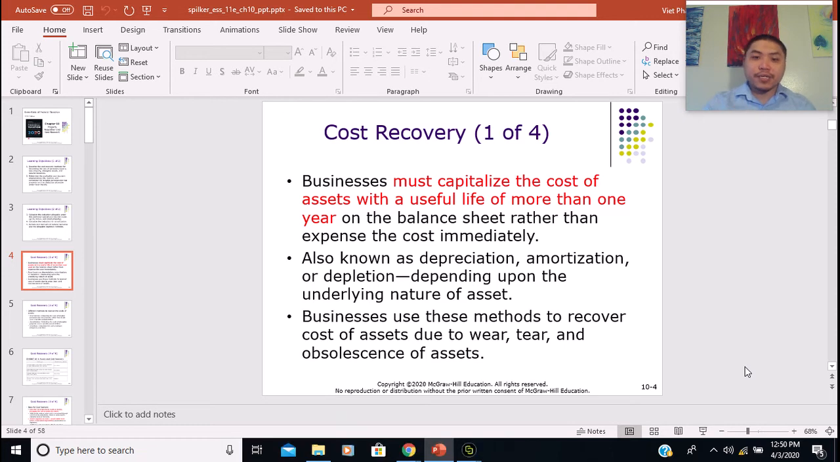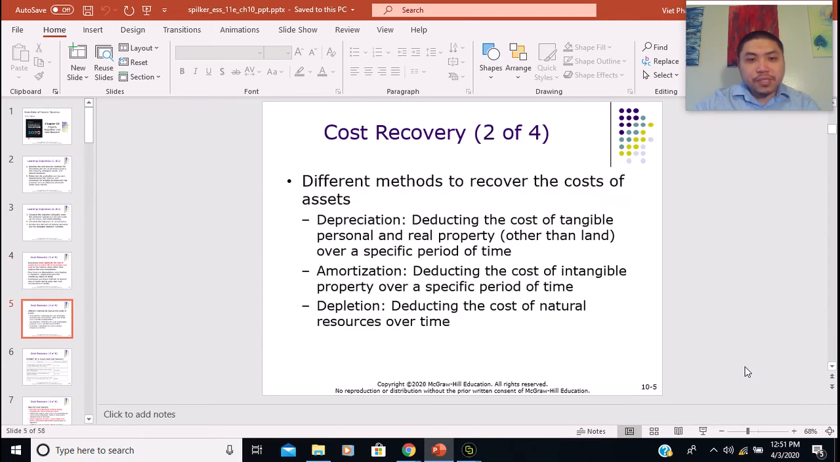The recovery method can be depreciation for a tangible asset, amortization for an intangible asset, or depletion for things such as natural resources. Depending on the type of asset, we apply different methods. So there are three main ways to recover a cost: depreciation, amortization, and depletion.